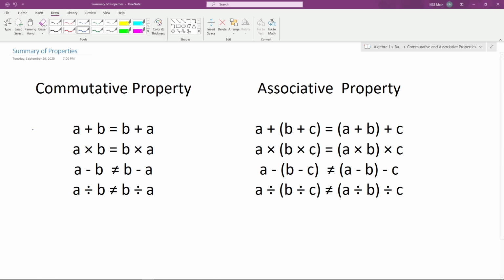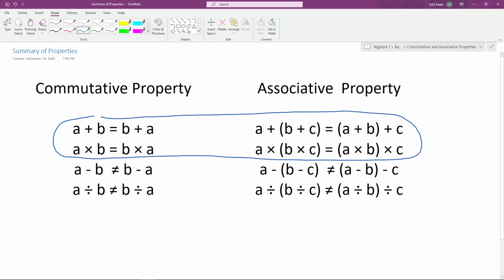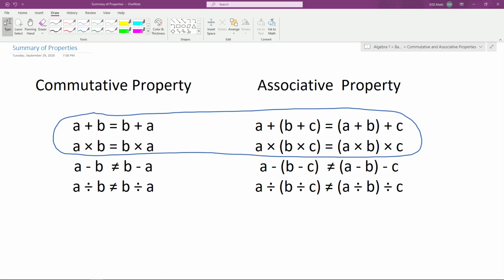So here are all the rules that are listed here in a summary for both the commutative and the associative properties. And the ones I'm circling here, these are for addition and multiplication. And if you notice, you can pretty much change the order of the numbers, you can change the order of the parentheses, and you'll get the same answer. But for subtraction and division, you have to be a little bit careful. It's important to know what you're subtracting and what you're dividing by, because you will get different results if you change the order. Now we're almost at the end of our basics section.